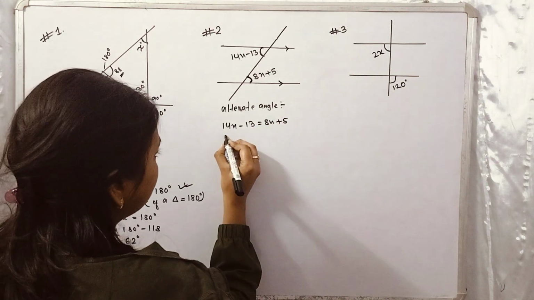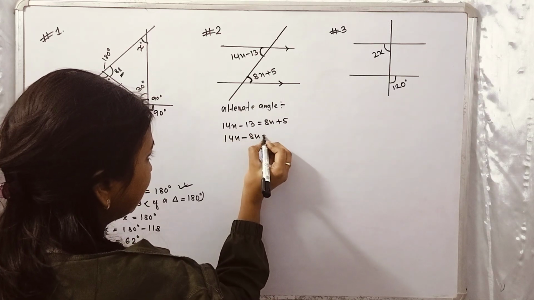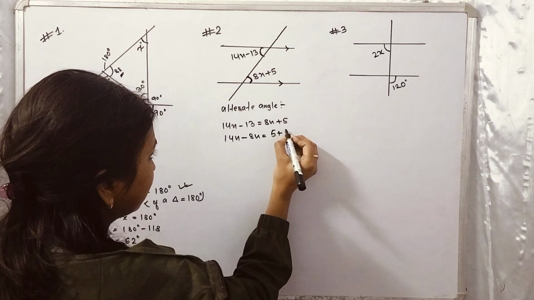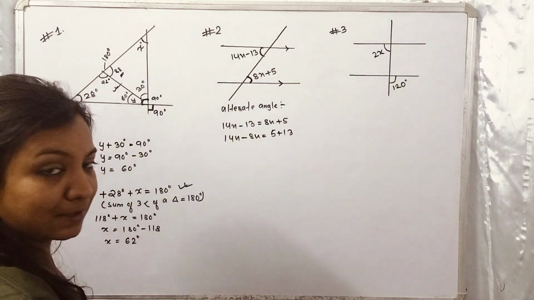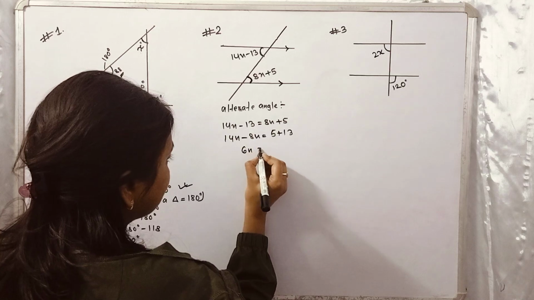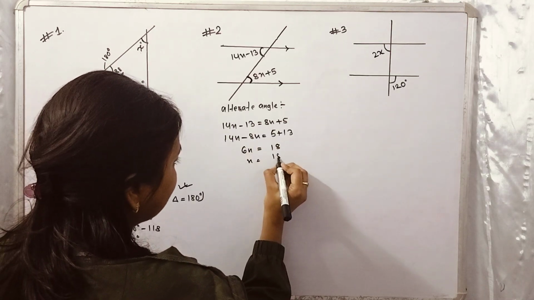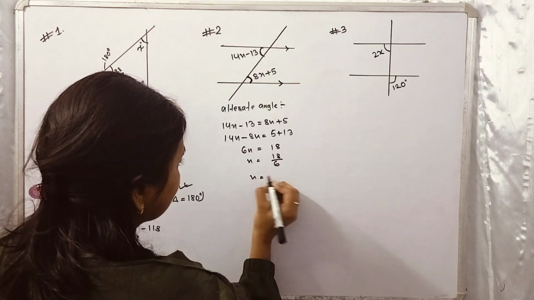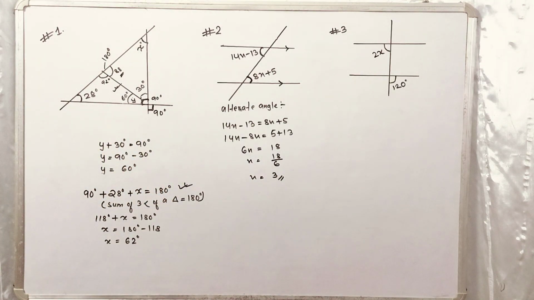So here what will we do? We will write 14x, this will come here, equals 5 plus 13. This minus will come here. So 14x minus 8x is 6x, equals 18. Fine. So x equals 18 divided by 6. x equals 3. So the value of x is 3.